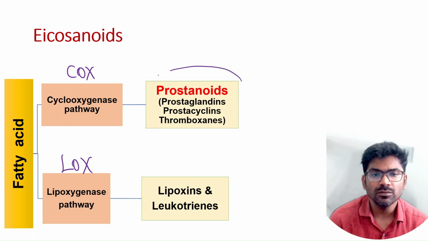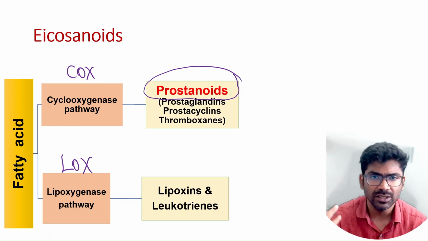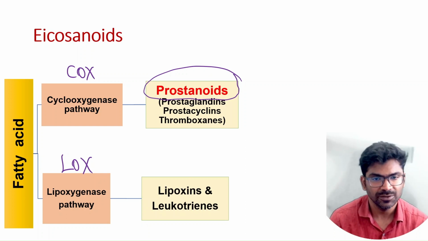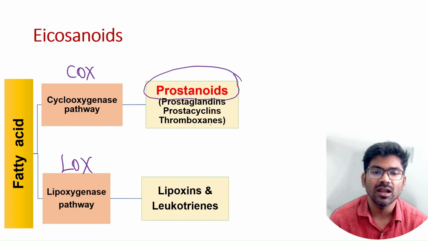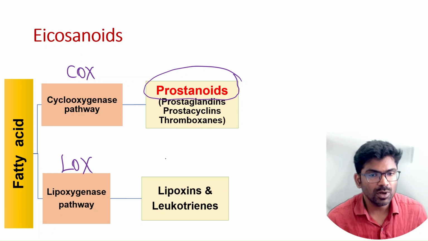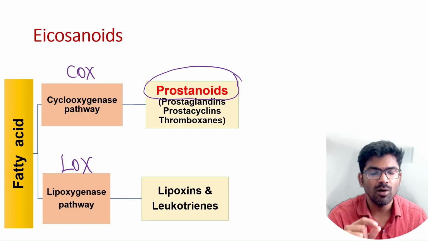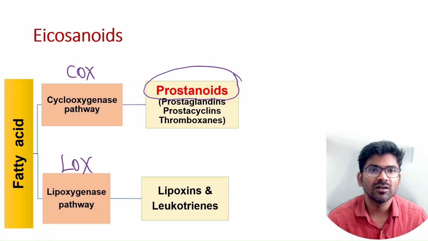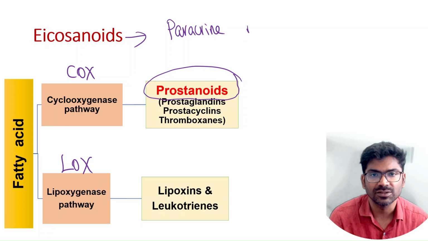Let us focus only on prostanoids in this video. We will discuss eicosanoids in a separate class in a different video. Prostanoids include prostaglandin, prostacyclin, and thromboxanes, right? So this is what I want you to know. What are omega 3 fatty acids? They have a double bond in the omega 3 position. What are eicosanoids? These are 20 carbon compounds. So these are paracrine and autocrine messengers, right?